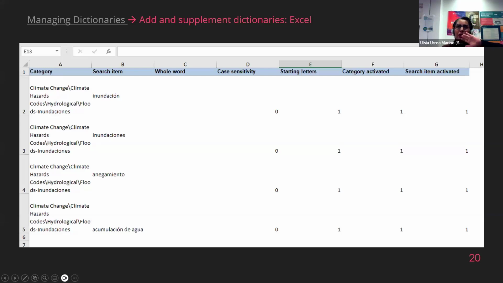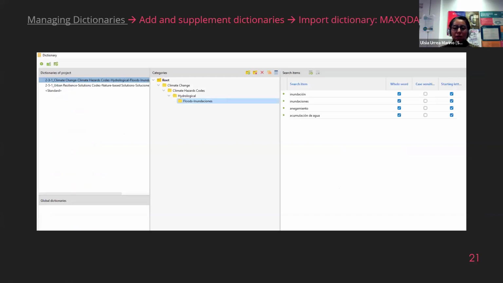So I go from the general to the specific concept, then the search item or the keyword, and then you have a subset of columns for options like case sensitive, starting letters, categories, etc. It's a binary option, 0 or 1, to activate or deactivate it, and as soon as you finish this, you can import this Excel into MAXQDA. And this is the screenshot in which you can see the Excel translated into MAXQDA. It becomes a new dictionary, and you can see here the structure of the code.